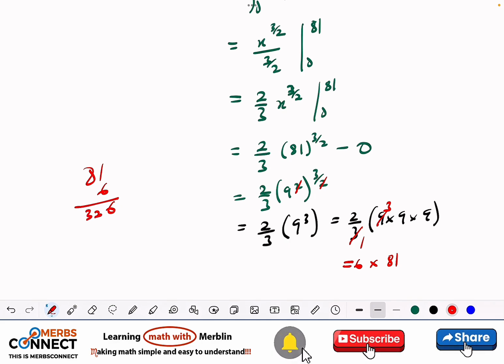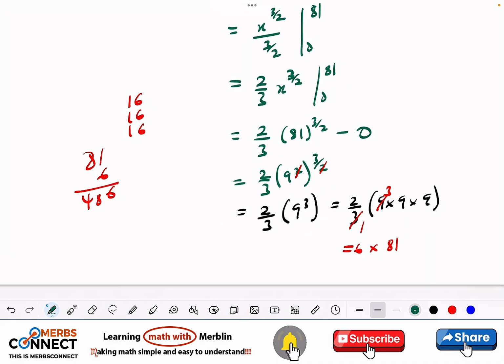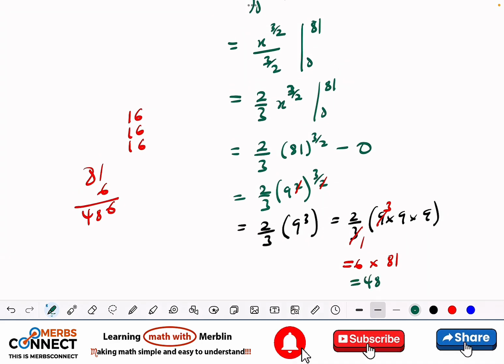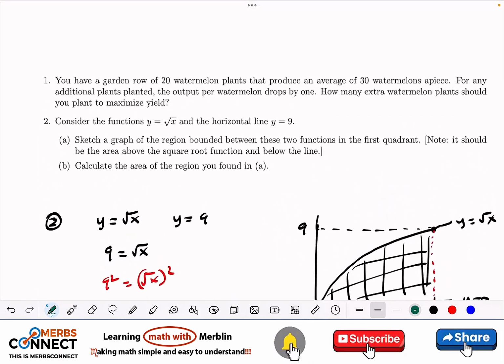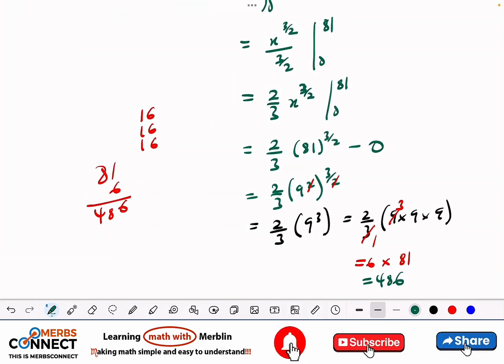8 times 6 is 32. This line, no, it should be more than that. So 8 times 2 is 16, 16, 16. So this one should be 48. Yes. So this is going to give us 486. Yeah. So basically that's what you are going to get for the first and then the second question.